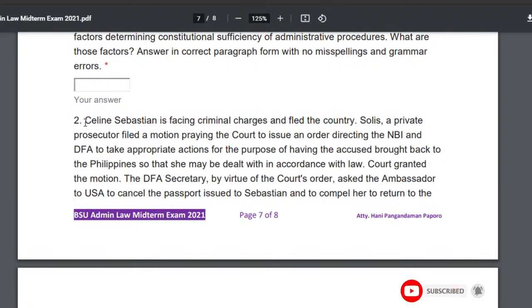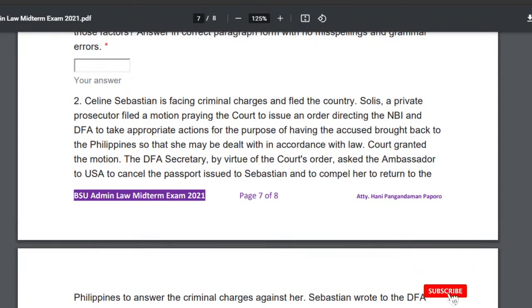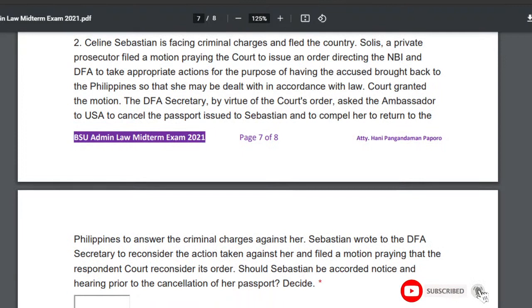Now, the DFA secretary, by virtue of the court's order, asked the ambassador to the USA to cancel the passport issued to Sebastian and to compel her to return to the Philippines. She has to return to the Philippines, says the DFA secretary, to answer the criminal charges against her. Sebastian now wrote to the DFA secretary to reconsider the action taken against her and filed a motion praying that the respondent court reconsider its order. Now, should Sebastian be accorded notice and hearing in this particular case prior to the cancellation of her passport?